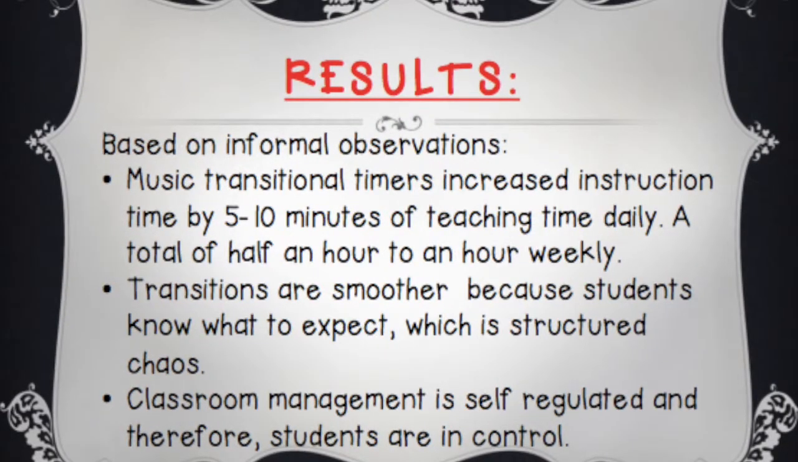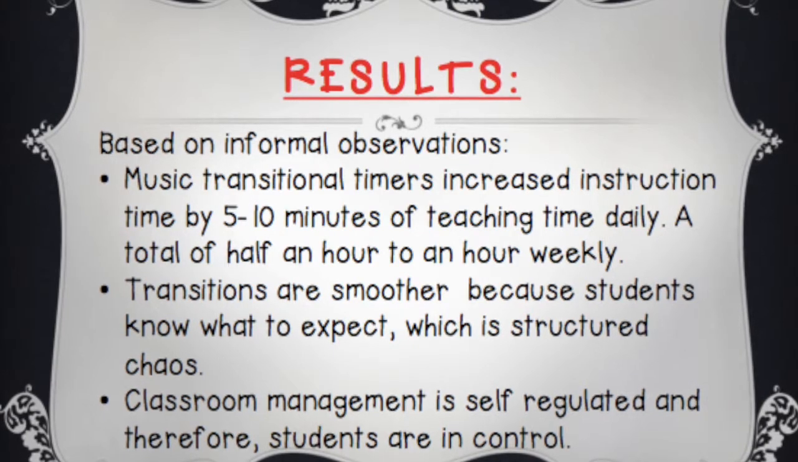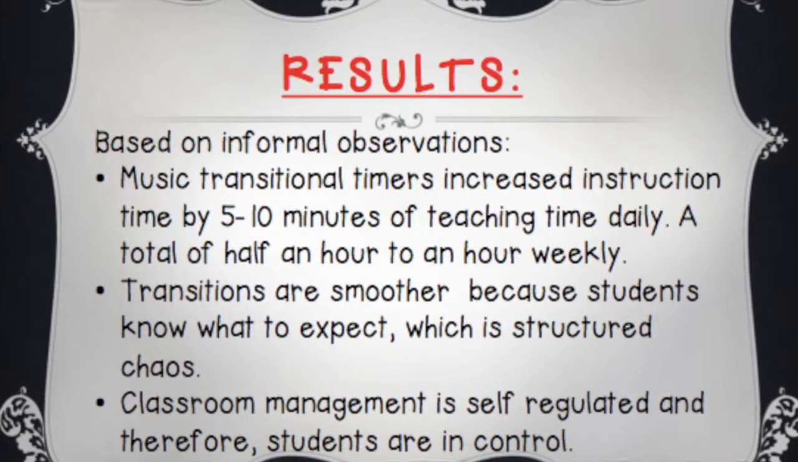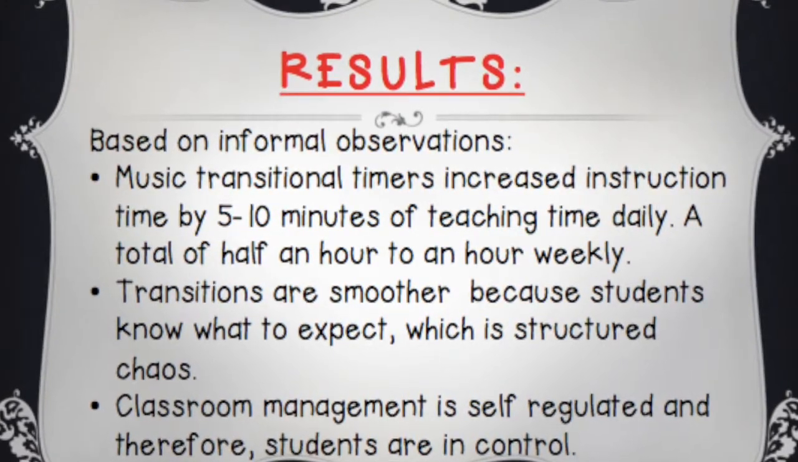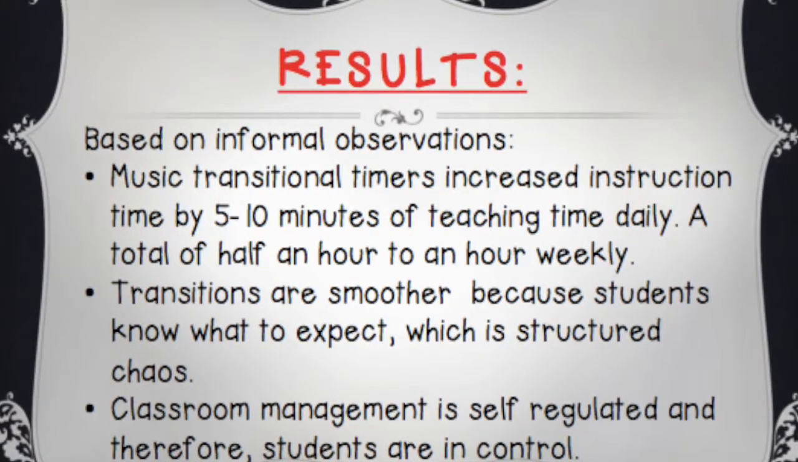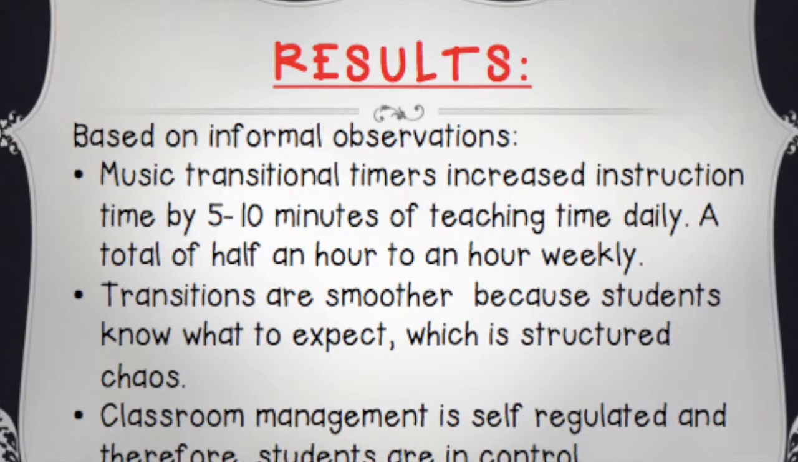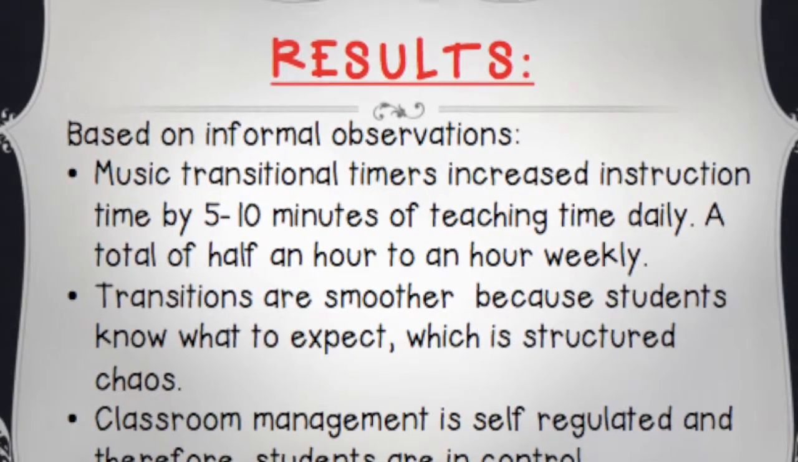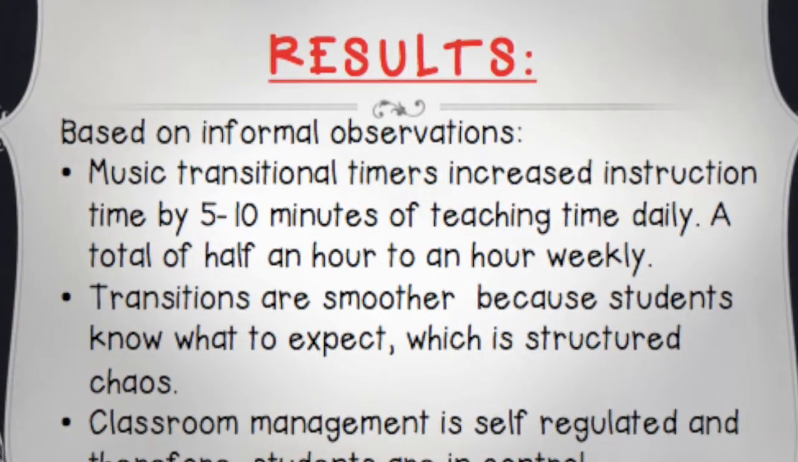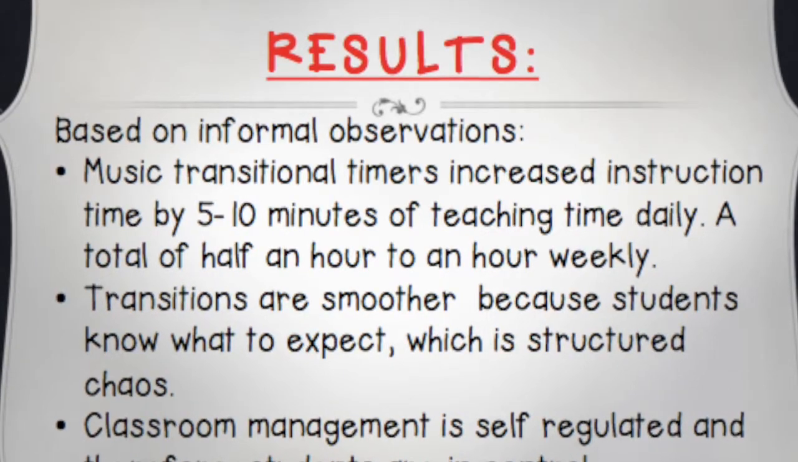Time for the results. Based on informal observations, music transitional timers increase instruction time by 5 to 10 minutes of teaching time daily, a total of half an hour to an hour weekly. Transitions are smoother because students know what to expect, which is structured chaos. Classroom management is self-regulated, and therefore students are in control.